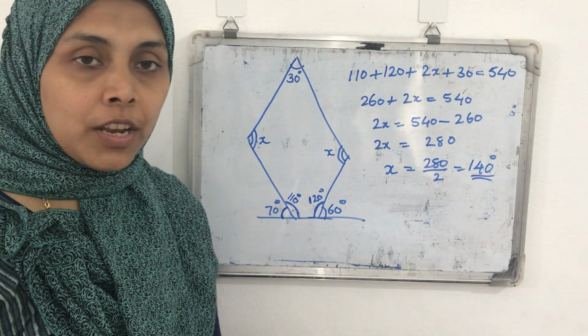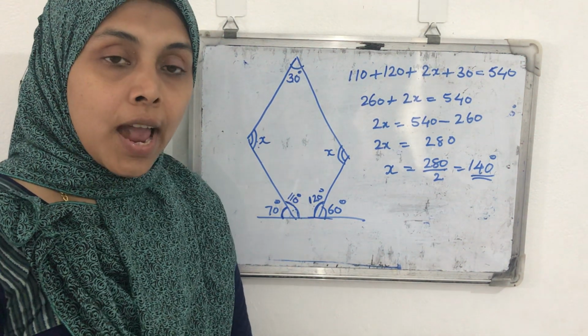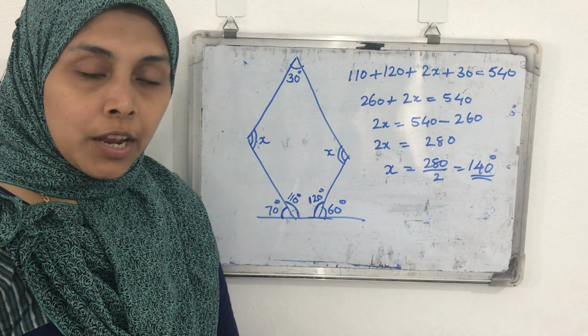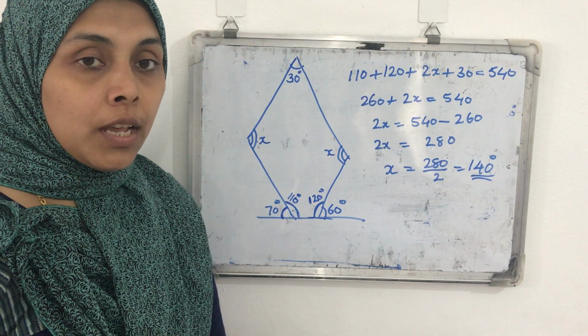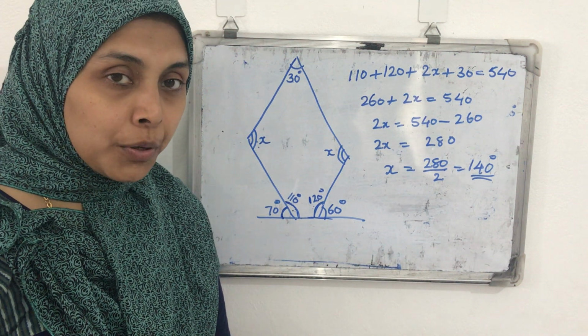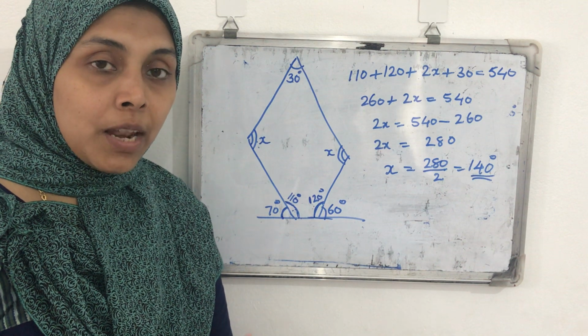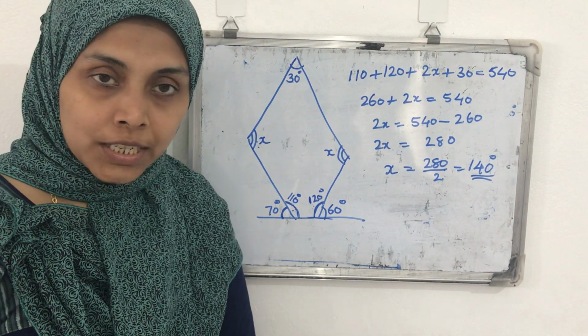This way we can find unknown angle measures using the angle sum property of any polygon. To find the angle sum of any polygon, we can use the formula n minus 2 times 180. If it has n sides, its angle sum will be n minus 2 times 180 degrees.